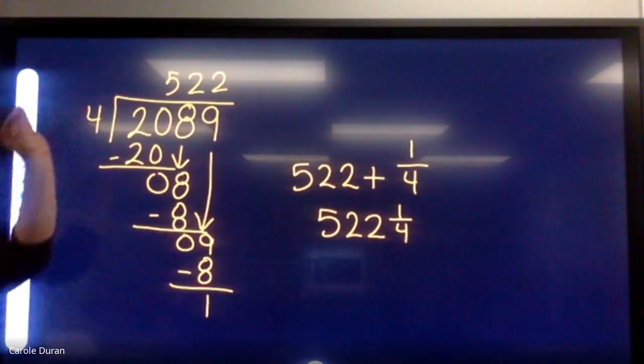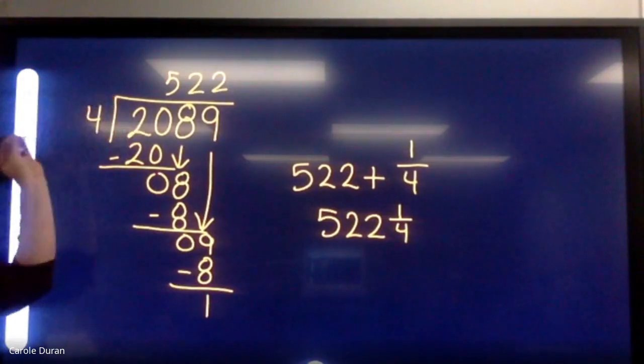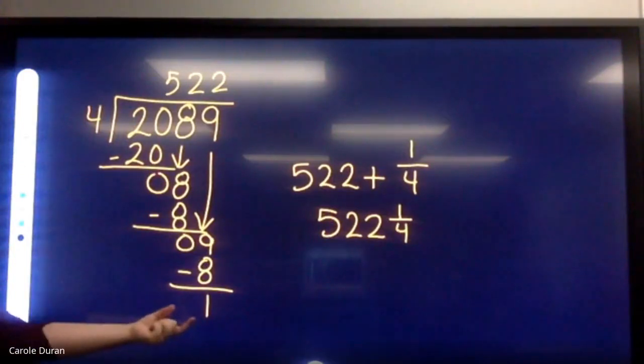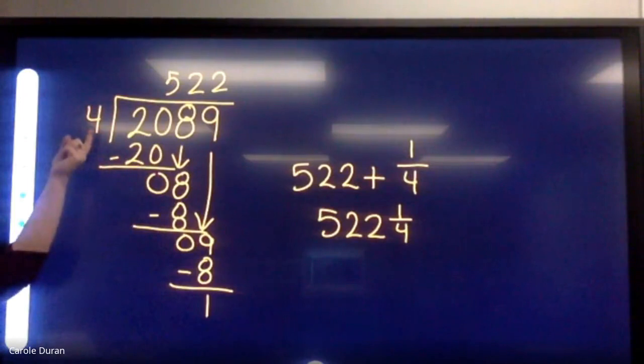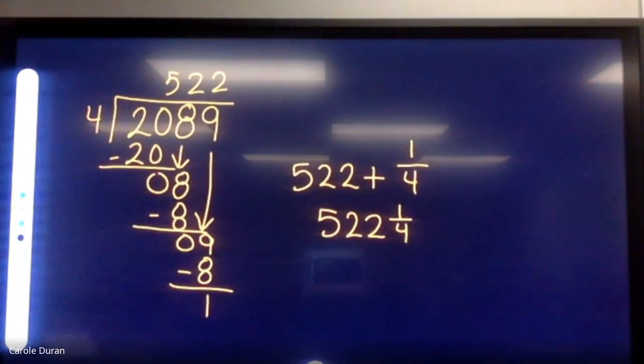So we have our quotient. We put with it whatever our remainder is over our divisor. So I had a remainder of 1 and my divisor was 4, so I wrote it as 1 over 4. This is very important for our polynomial division we're about to do.